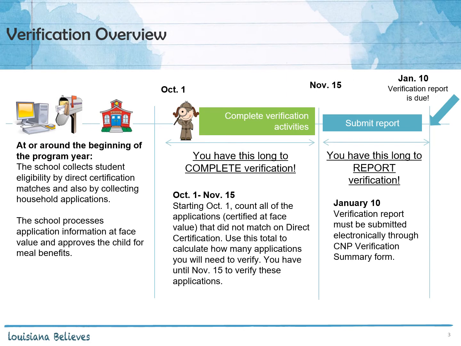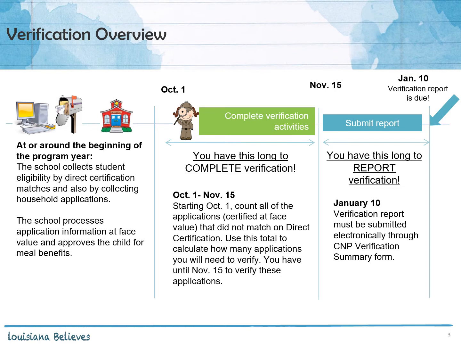At or near the beginning of the year, SFAs will collect student eligibility in two ways: through direct certification matches and through household applications. Starting October 1st, you will count all of the applications certified at face value that do not match on direct certification. Applications that were submitted and found through direct certification are not eligible for verification. Use this total to calculate how many applications you will need to verify. You have until November 15th to verify these applications.